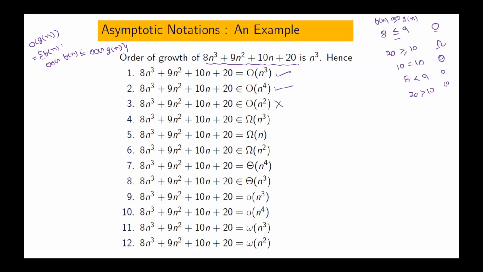Fourth one, true, because this side it is n cubed. N cubed is greater than or equal to n cubed. Here it is n cubed is less than or equal to this one. That is the meaning here. Is that true? This is correct now? Fourth one is correct. Fifth one? True. Fifth one is also true.